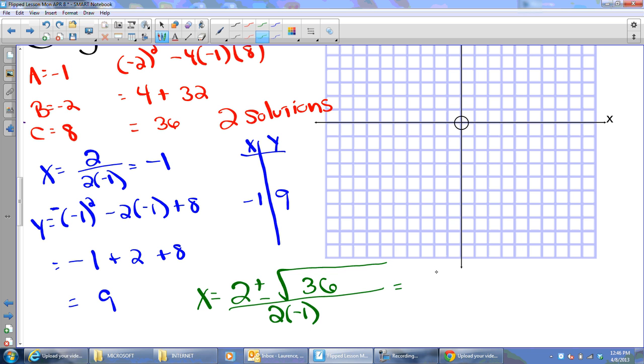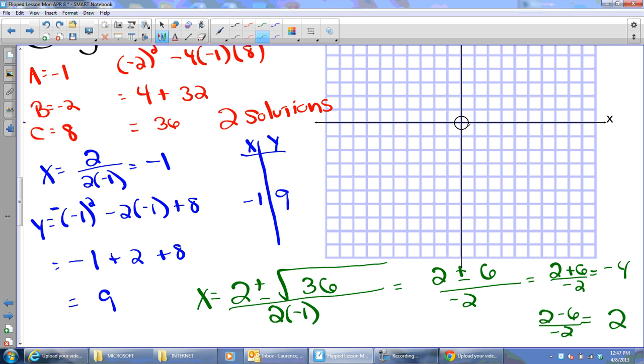Okay, so we're going to get 2 plus or minus 6 over negative 2. And so I'm going to have 2 plus 6 divided by negative 2, and I'm also going to have 2 minus 6 divided by negative 2. And 2 plus 6 is 8, divided by negative 2 is negative 4. 2 minus 6 is negative 4, divided by negative 2 is positive 2. So it looks like it's going to cross the x-axis at negative 4, 0 and at 2, 0.